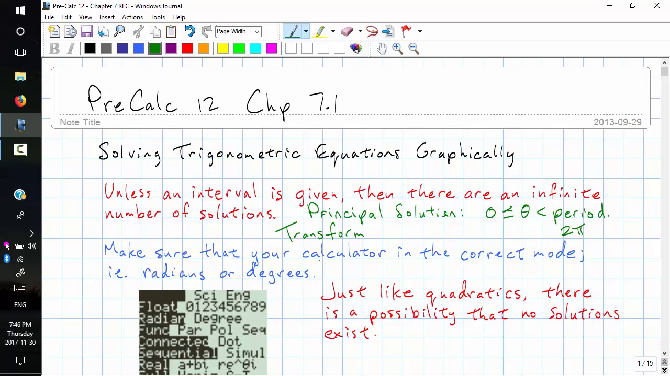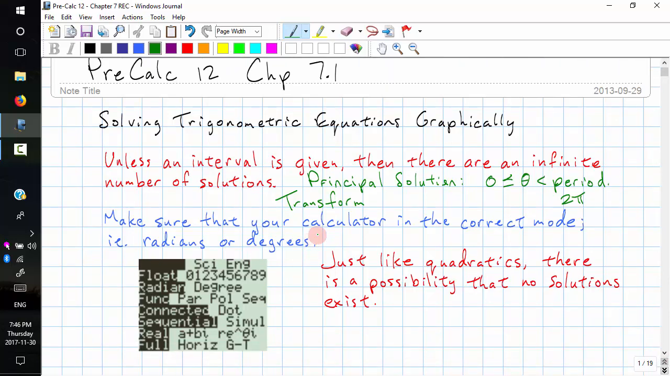And when we're doing this, please make sure that your calculator is in the correct mode, radians or degrees. If there's no degree mark, it must be radians. If it has a degree mark, then use degrees. And remember, when you're answering in degrees, you have to use the units, which is the degree mark.